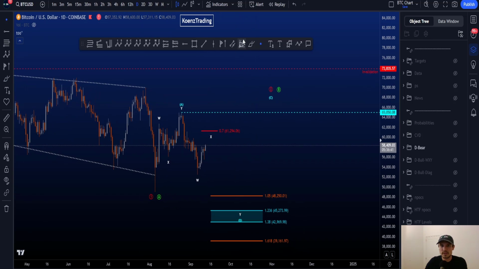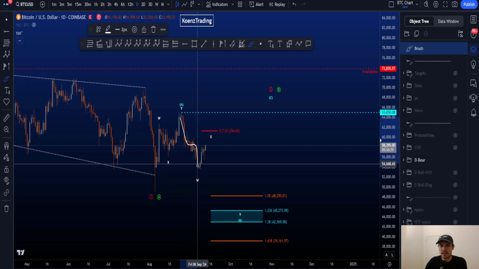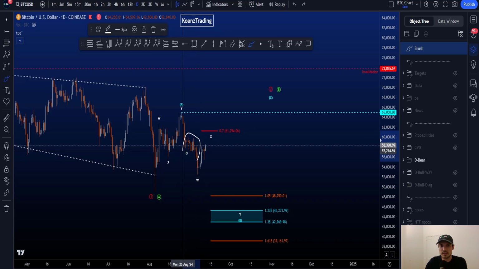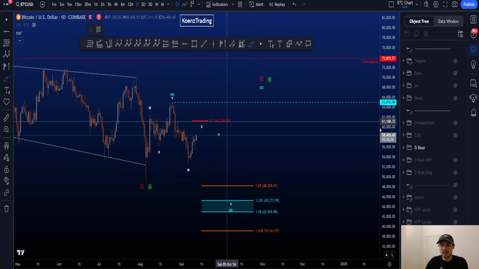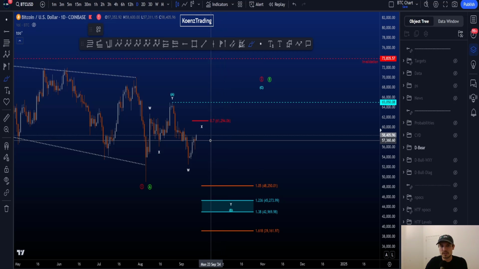There is of course always a slim chance that this somehow is an ABC, but if you look especially at this range over here, it is very difficult to count this as an impulse as well as an ABC. But by all means, we can keep an eye on this scenario.